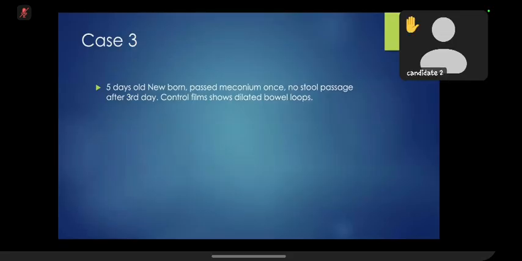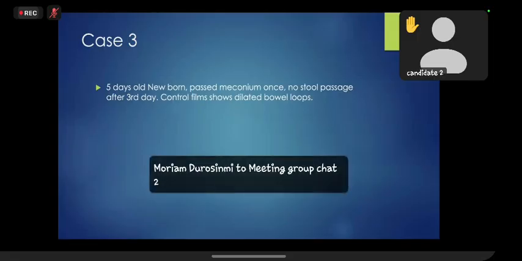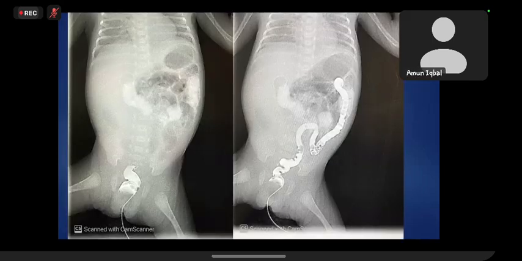A 5-day-old newborn passed meconium once after rectal stimulation. After 3 days, the control film showed dilated bowel loops. These are the spot films, okay? Yes.